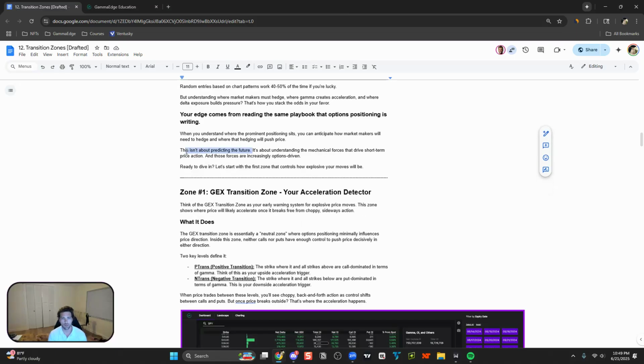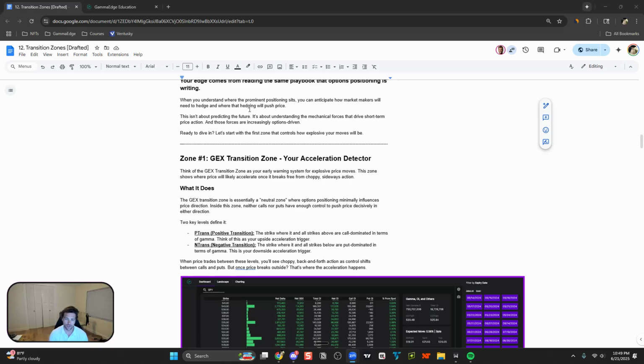And this isn't about predicting the future. It's about understanding the mechanical forces in today's modern markets that drive short-term price action, and using those mechanical forces to our advantage. And so with that, let's get into the first of the three zones.